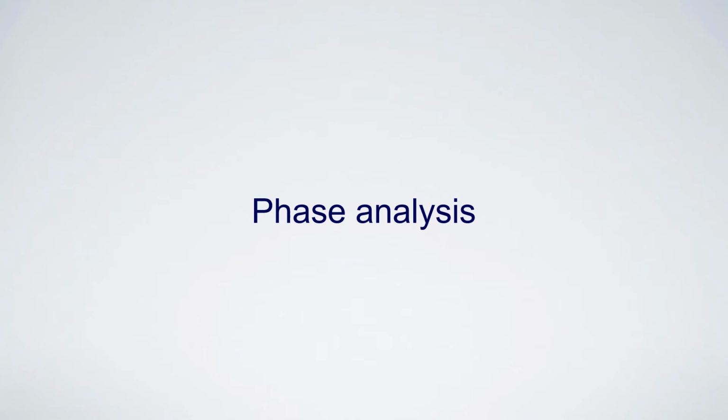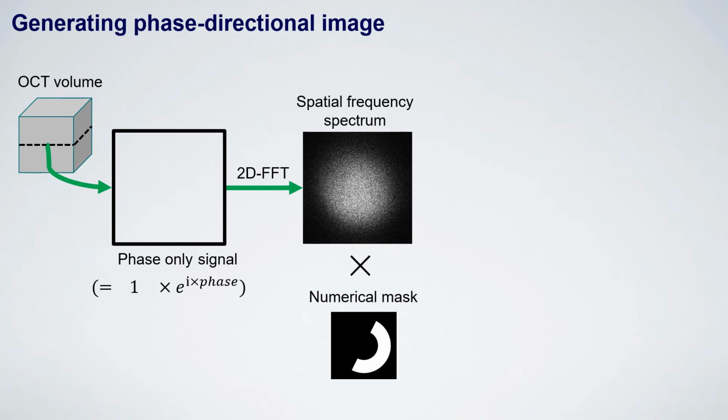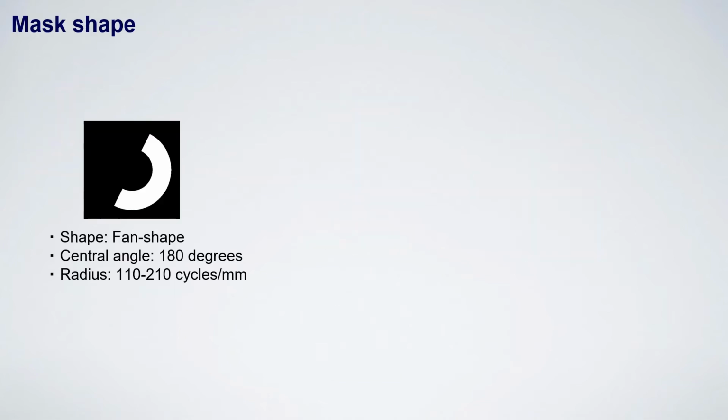And then phase analysis is performed. In phase analysis, first, one en face complex OCT signal is extracted, and then generate phase-only signal where the amplitude is unity. And it is Fourier transformed and numerical mask is applied and inversely Fourier transformed to obtain phase-directional images. For multiple directional imaging, several types of numerical masks were prepared. The shape is a pair of fan shapes and the central angle is 180 degrees.